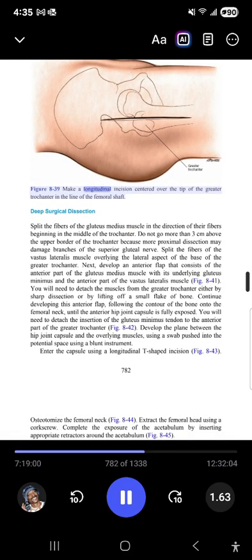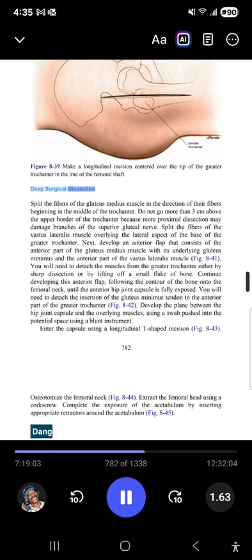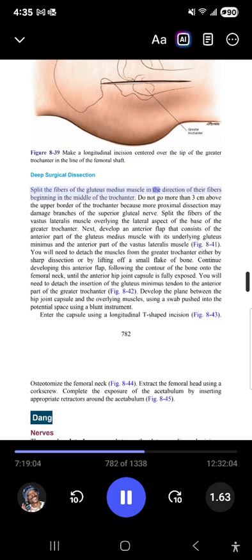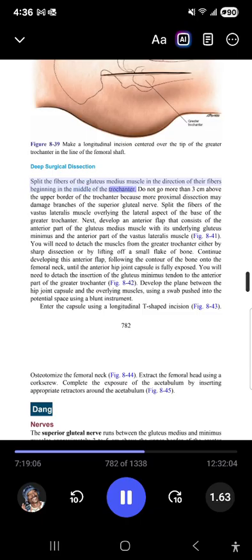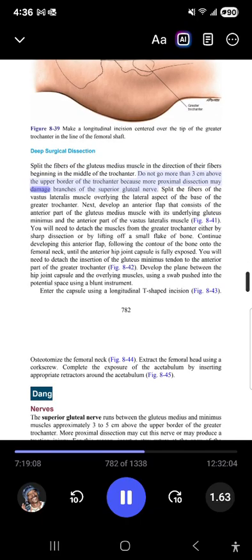Make a longitudinal incision centered over the tip of the greater trochanter in the line of the femoral shaft. Deep surgical dissection: split the fibers of the gluteus medius muscle in the direction of their fibers, beginning in the middle of the trochanter. Do not go more than 3 centimeters above the upper border of the trochanter, because more proximal dissection may damage branches of the superior gluteal nerve.